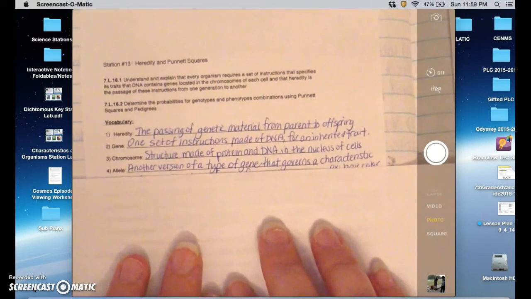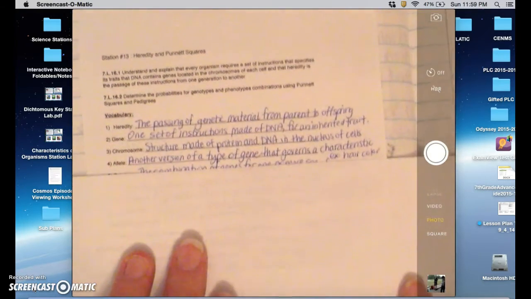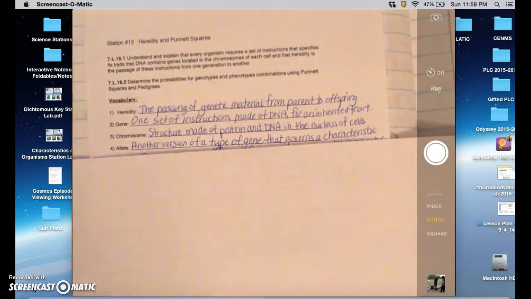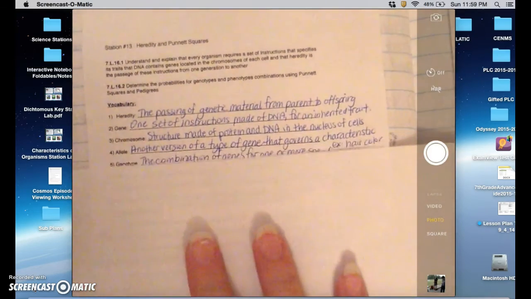Alleles are another version of a type of gene that governs a characteristic, for example, hair color. So if you have a gene which determines hair color or eye color or whatever, you're going to have different alleles of that gene, which are different versions of that gene that can give you brown hair, blonde hair, blue eyes, brown eyes, green eyes. So the alleles are the different versions of the genes.